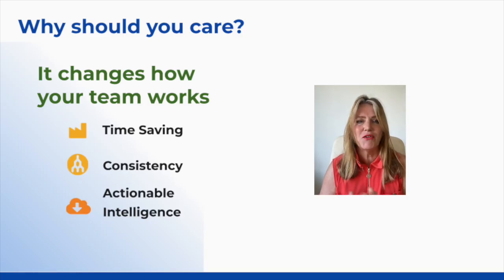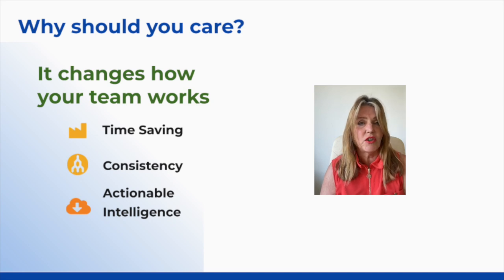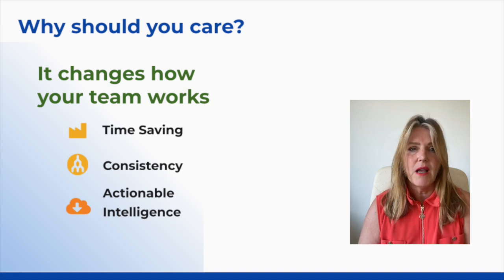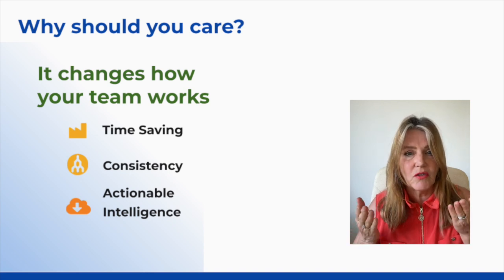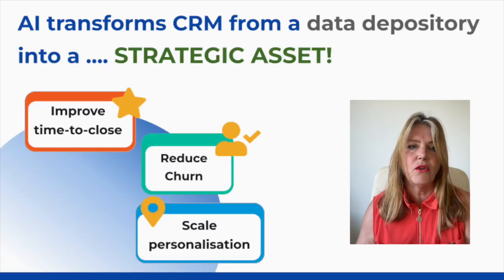Why should you care? Well, Salesforce Einstein GPT is more than a productivity booster. It really changes how your team works. It saves time. Reps spend less time on admin and more time on building relationships. Consistency. AI-generated output helps standardize tone, messaging, and support quality. And actionable intelligence. CRM is not just a system of record, it has become a system of recommendation. And this is how it changes how your teams work.